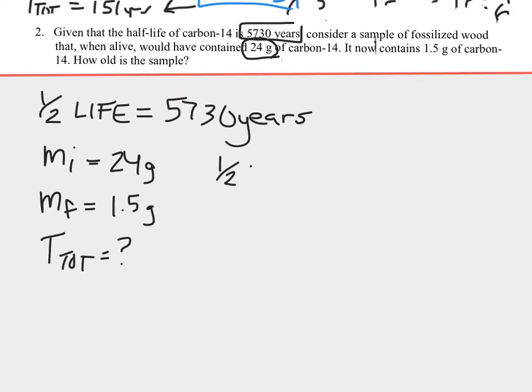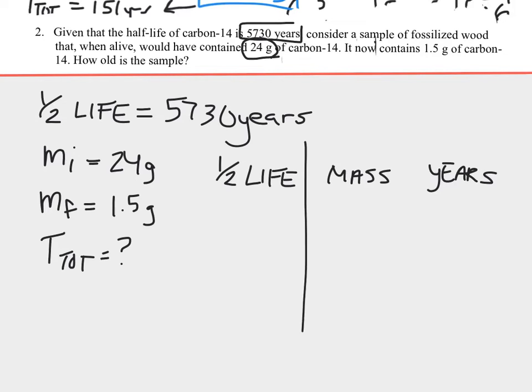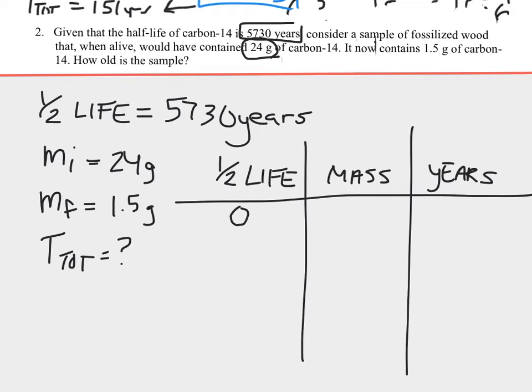Let's do our chart like we did for the last problem. We did half-lives, we did mass, and for this one we're dealing with years again because the half-life is in years, not seconds or hours or minutes. Let's start to figure it out. So remember, when no half-lives have happened and no years have passed, this object started at 24 grams. Now, after one half-life, the mass of that object was cut in half to 12 grams.